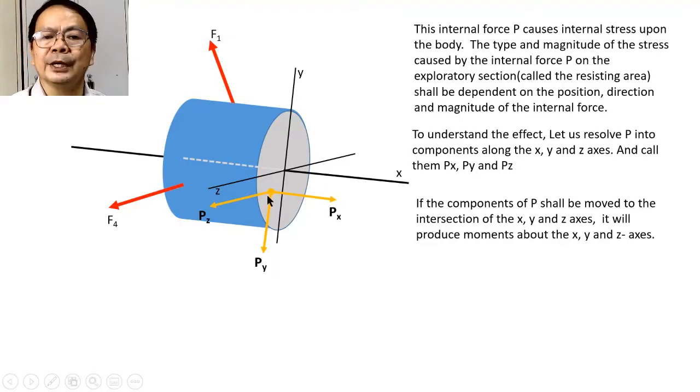Kaya kapag ito daw ay gagalawin natin papunta dito sa gitna nito, diba? May mapoproduce tayong moment about the x, about the y, and about the z axis. Kaya ganito yung mangyayari, tingnan nyo mabuti.